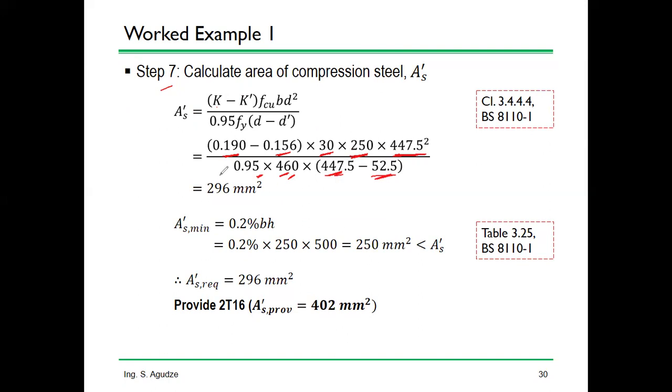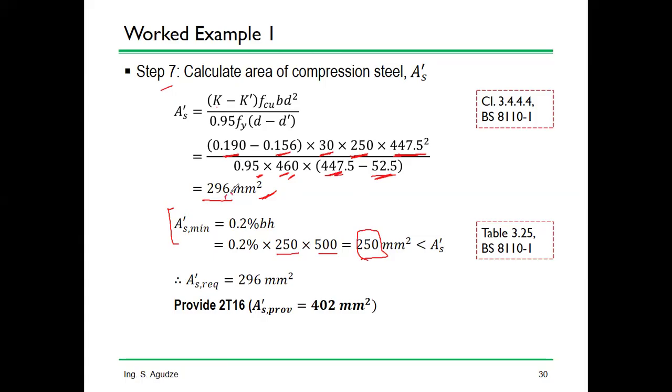In doing this substitution and evaluation, you get 296 millimeters squared. When you get here, the next thing is to check for minimum steel area. From table 3.25, dealing with compression steel, the minimum steel area is 0.2% BH. The B is 250, the H is 500, and that will give us 250. So it's less than the AS prime.